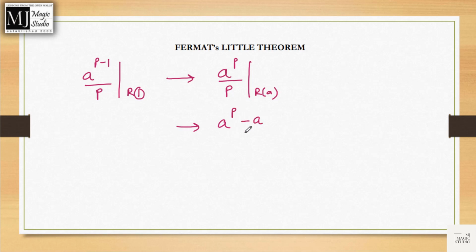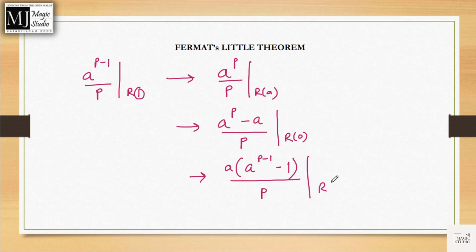a to the power p minus a when divided by p will leave remainder 0 automatically, because if a to the power p when divided by p will leave remainder a, then a minus a remainder will become 0. That is the very useful extension. Or a into a to the power p minus 1, I'm just rewriting it, minus 1 when divided by p, in this case also remainder would be 0. You can just keep this in your mind, and all others are extensions. It will take a few more seconds, but if you can remember the extension, it would be of great help in saving time.